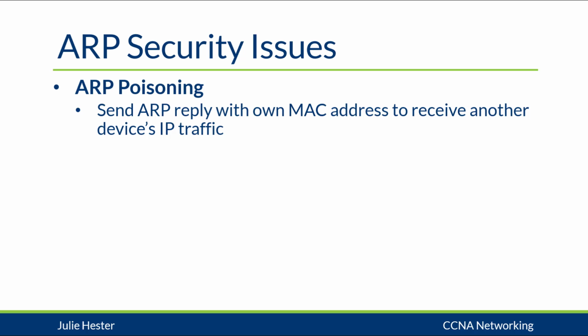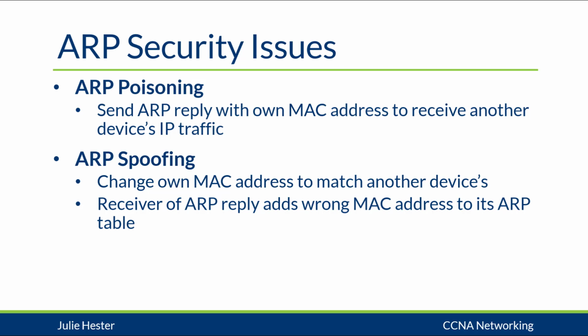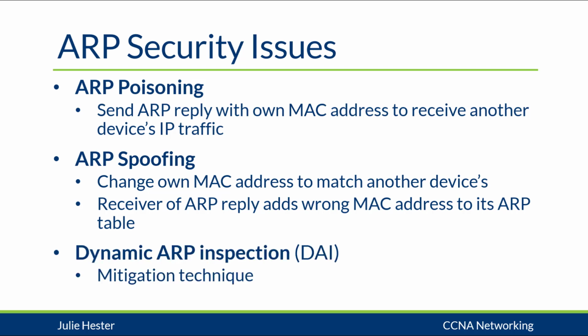ARP has a few security issues. First, ARP poisoning occurs when a rogue device sends an ARP reply with its own MAC address to receive another device's IP traffic. Also, ARP spoofing occurs if a device changes its own MAC address to match another device's MAC address. In each case, the device receiving the bad ARP reply adds the wrong MAC address to its ARP table. One mitigation technique uses dynamic ARP inspection, or DAI, to build a table of valid IP to MAC address mappings. You will learn how to configure this later with DHCP snooping.